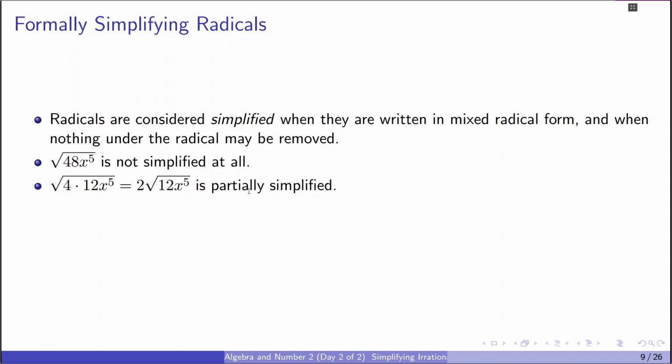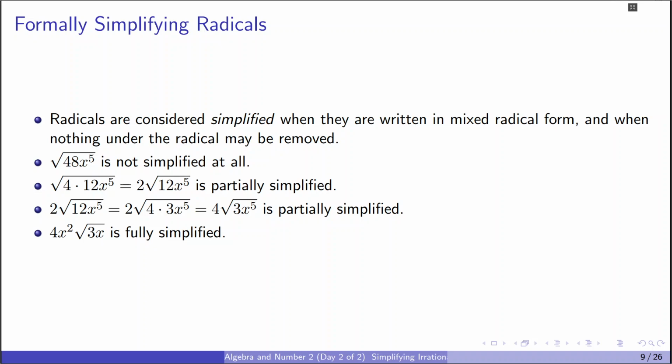Right. This one, where we pull out a factor of 4, that's partially simplified. It's partially simplified because we still have perfect square factors inside. We pull them all out. Right? Now we pulled out all of our 4s. This is still only partially simplified because x has perfect square factors within it. X to the fifth, 5 is greater than 4. 4 is an even number, so x to the 4 can come out and become x squared. So fully simplifying is when we pull that x squared out.